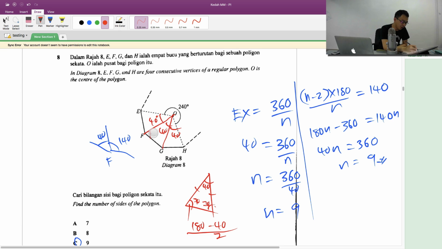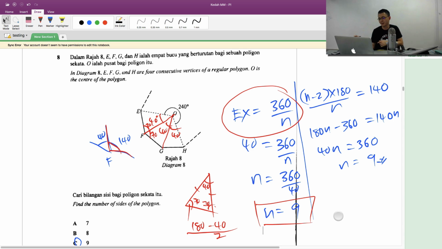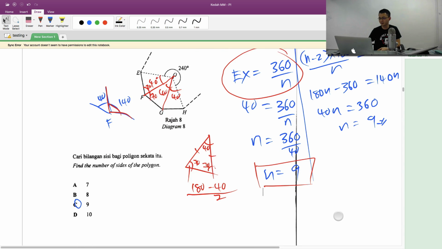So if you know each of these is 70 and 70, you can know the interior angle here is 140. Just 70 plus 70. So if interior angle is 140, you can know exterior angle is 40. So if I use the exterior angle formula, I can know this polygon is 9 sides. Okay? Can you understand, Sean?